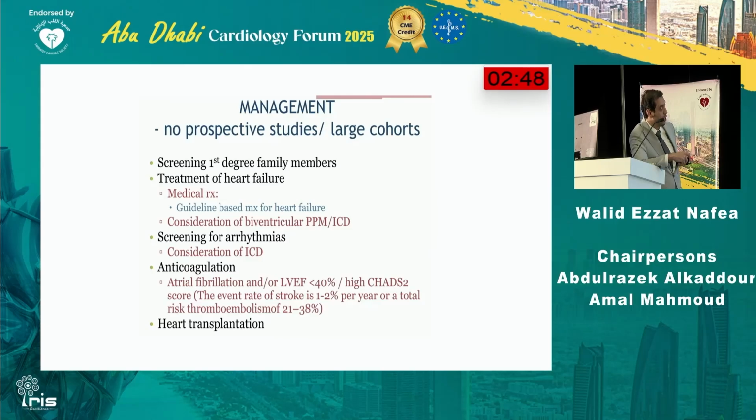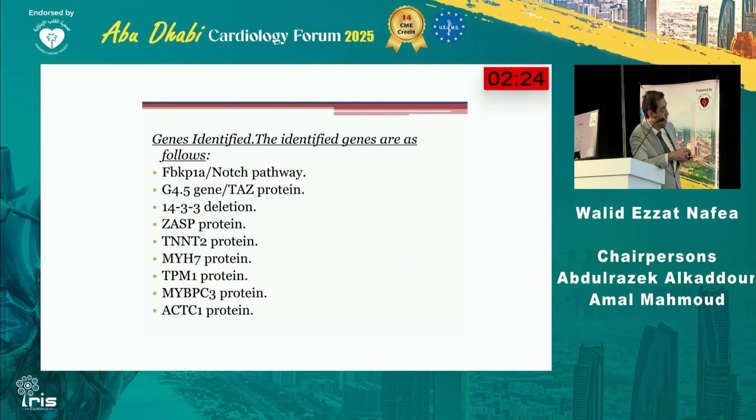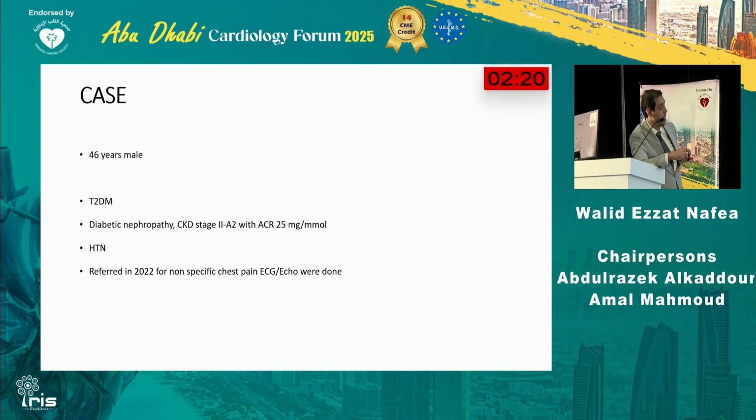So how do we manage these? Actually, we manage this as a cardiomyopathy case. If we have heart failure, we treat heart failure. If we have atrial fibrillation or thromboembolic complications, we treat them as they are, and we should add screening of the families. If we have a ventricular arrhythmia, we consider an ICD. Genetic testing can be used for this case to establish a diagnosis along with the imaging criteria.